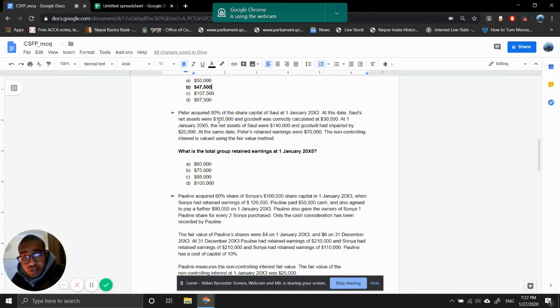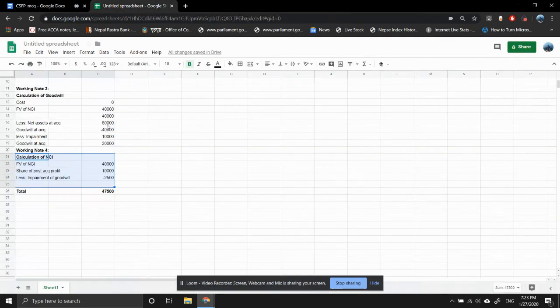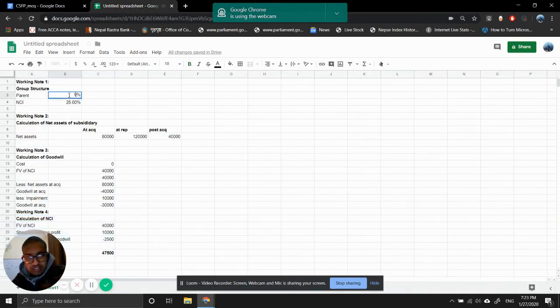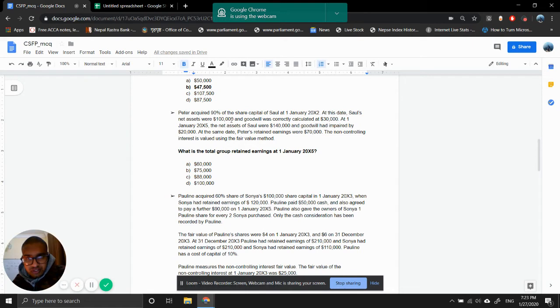So Shawl's net assets were 100,000, goodwill was correctly calculated at 30,000, and then at 1st Jan 2006 the net assets were this much, goodwill was impaired by this much. At the same date, retained earning were 70,000. Okay, so let's do it. Same thing, let's just change the values. Net assets at acquisition date was, how much is it? 100,000. The later date, the net assets at 1st Jan 2006, the net assets remaining was, okay, so 140.